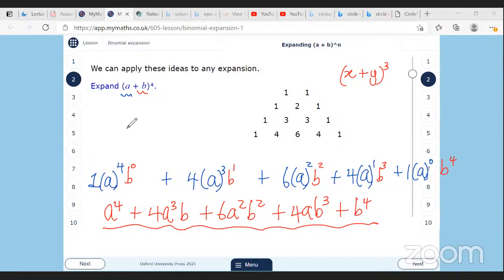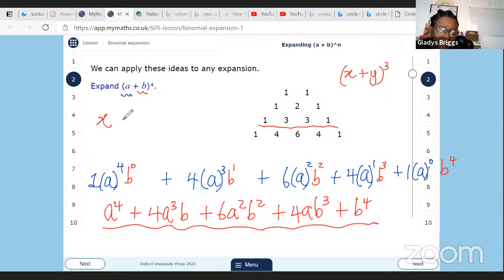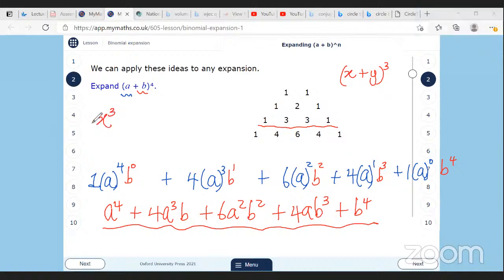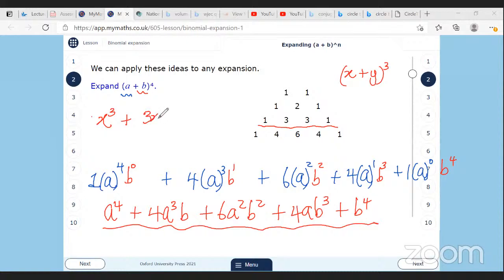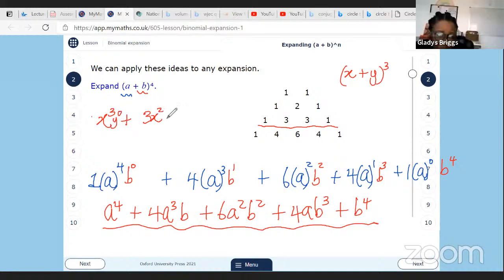I got one x power 3. X to the power what? 1x power 3, plus y power 0. Then I got 3x power 2, y power 1. 3x to the power 2, y to the power 1.